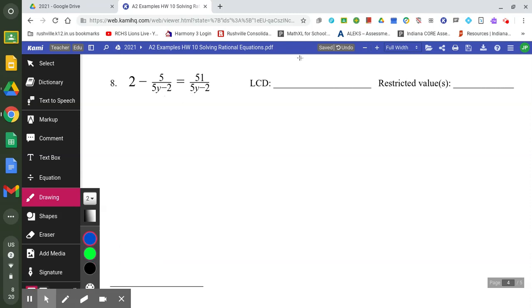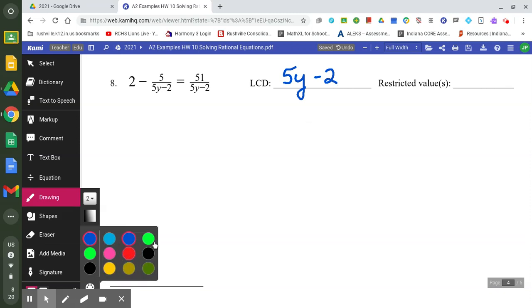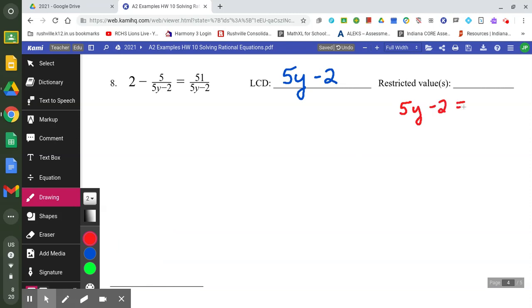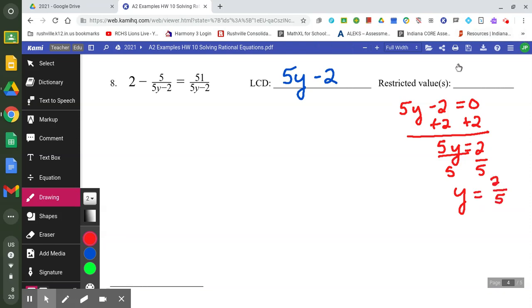Okay, number 8, the bottom of my fraction is 5y minus 2. So that's going to be my least common denominator. Restricted value, I'm going to take that 5y minus 2, put it equal to 0, and then solve for y. So my restricted value is 2 over 5. So y cannot be 2 over 5.